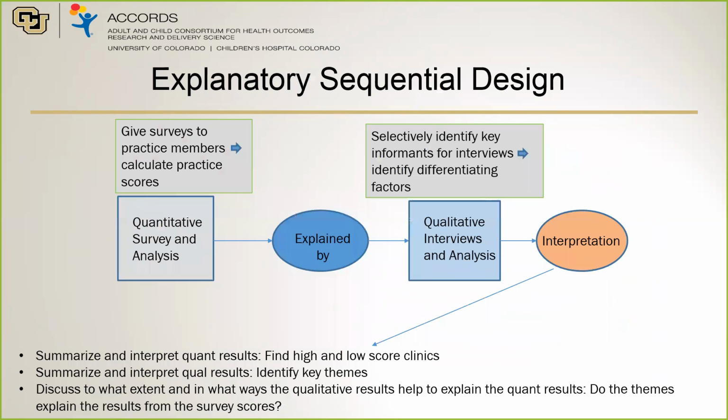Here's another, here's an explanatory sequential. So here you're going from a quantitative data collection, for example a survey, and then you're honing down using qualitative methods on aspects that you want more depth about. So, for example, here you would first do a survey, calculate practice scores on a particular measure, and then do some more qualitative data collection with key informants and get more in depth about the themes.